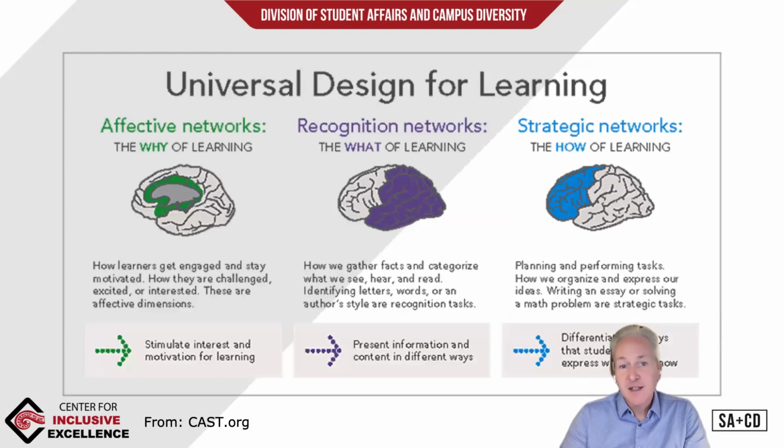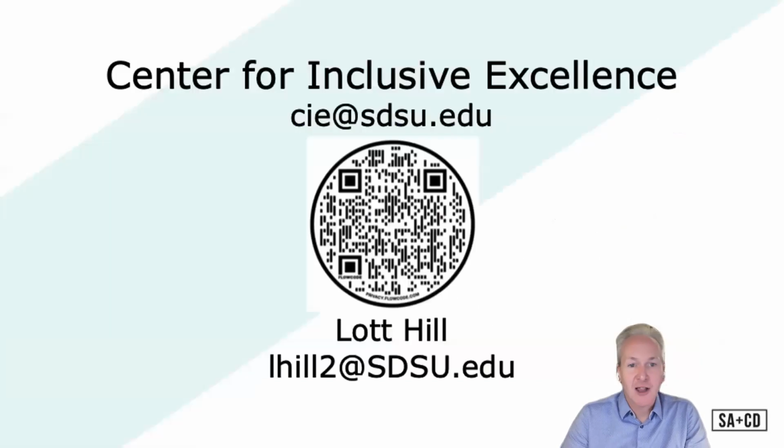With the influence of these three networks in mind, UDL guides us to design for flexibility through these three principles: providing multiple means of engagement to stimulate interest and motivation, providing multiple means of representation by presenting information and context in different ways, and providing multiple means of action and expression by differentiating the ways that students can express what they know. In the next video, we'll reflect upon these three principles of universal design for learning and how they may inform your teaching and your classes.